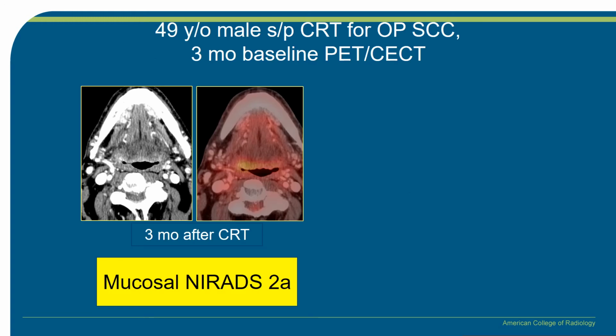Here's an example just again of a tongue base that was radiated, a little bit of enhancement of the glossotonsillar sulcus and FDG uptake on that 3-month scan, gets a 2A.